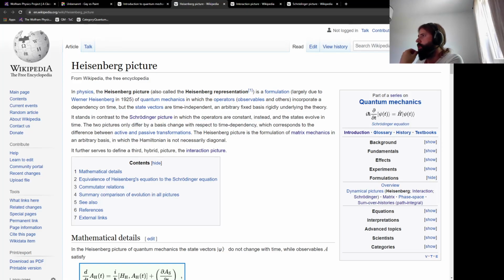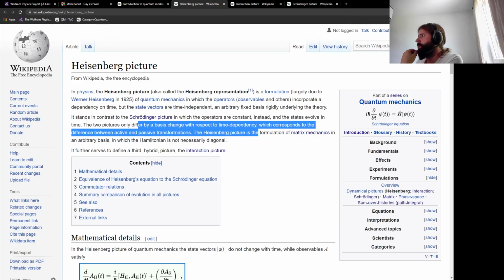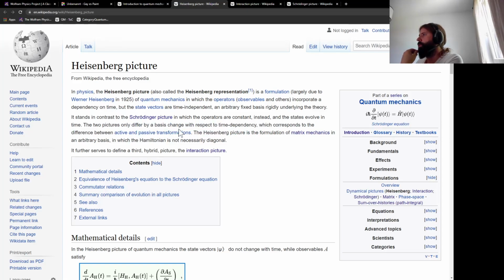The two pictures only differ by a basis change with respect to time dependency, which corresponds to the difference between active and passive transformations. The Heisenberg picture is a formulation of matrix mechanics in an arbitrary basis, in which a Hamiltonian is not necessarily diagonal, whatever that means. It further serves to define a third hybrid picture, the interaction picture.